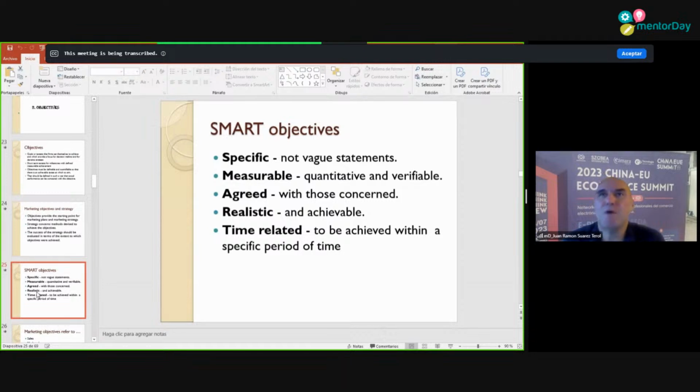My colleague earlier today told me that they wanted to be a reference in Spanish universities, but he has to tell me specifically in how many universities you want to be the first provider, the first supplier. Is that measurable? Is that agreed by the rest of the team in your company? Is it realistic? Probably being a little less optimistic could be better than that. And it has to be time related. Give me a date, December 2025.